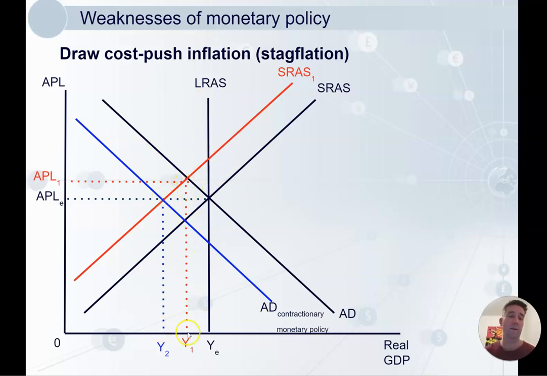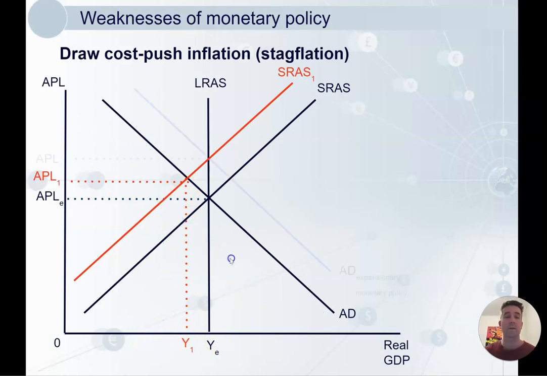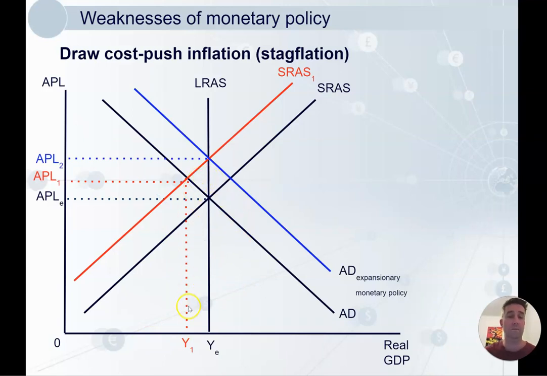But look what that does. It makes growth worse. It makes unemployment worse. That's not good news. The other thing they could do is fix the growth and unemployment problem if they chose. So they could do expansionary monetary policy and put AD out here. But of course, that just makes inflation worse. So we've got quite a problem. Generally, monetary policy is not really that suitable for supply side issues. It can fix one objective, but not all of them at once.